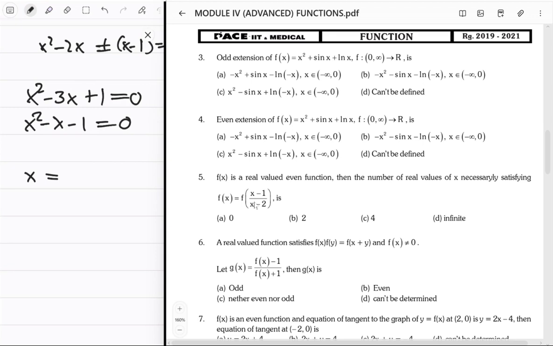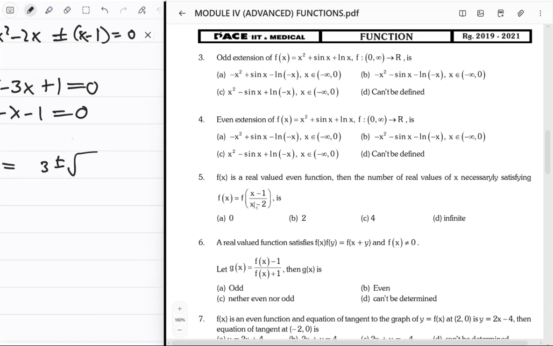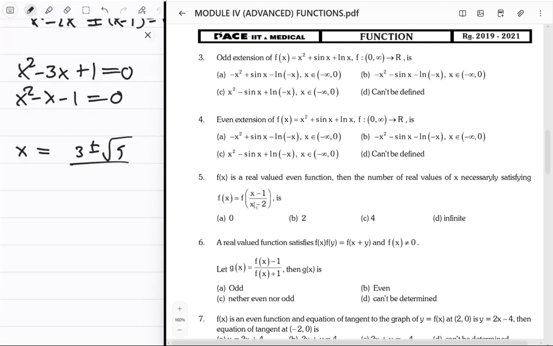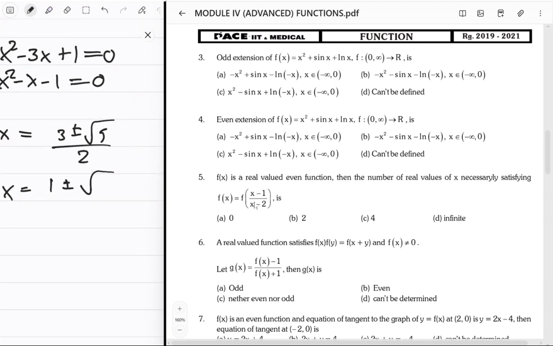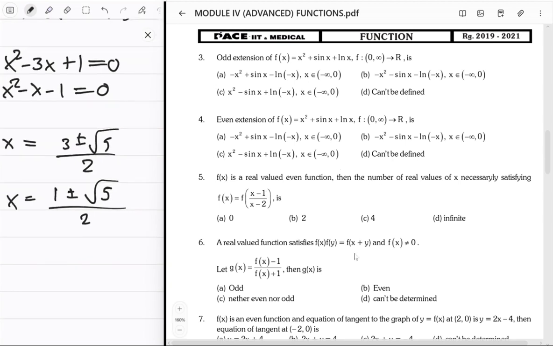So x is equal to minus b plus minus the square root of b squared minus 4ac. It's going to be 3 plus minus the square root of 9 minus 4, which is 5, upon 2. So that's these two values. And then x is equal to minus 1 plus minus the square root of 1 plus 4, which is 5 again, upon 2. These can't be the same in any case, which means there are 4 distinct values that necessarily satisfy this equation. So C might be the answer. Next question.